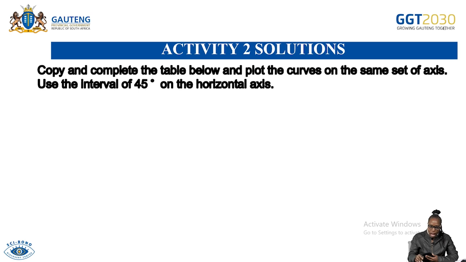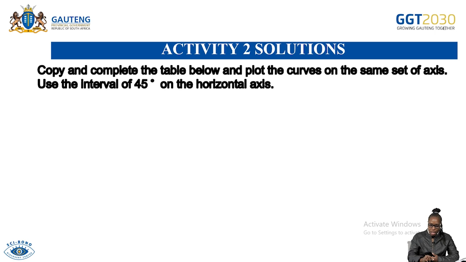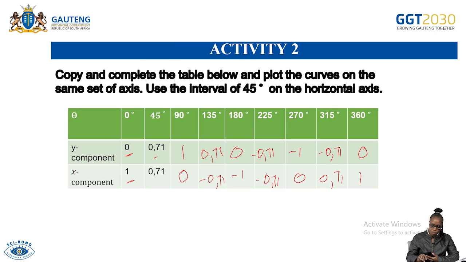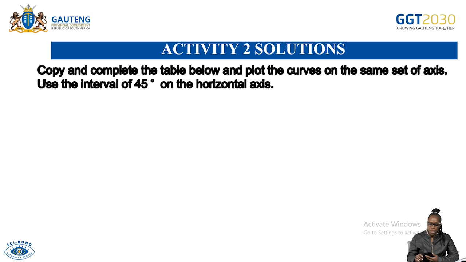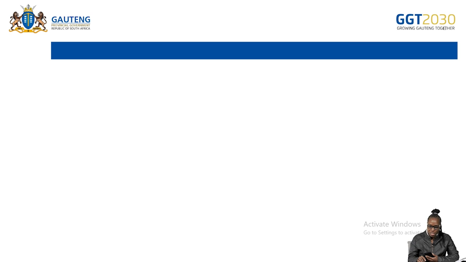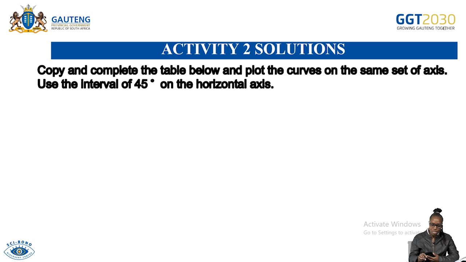Meaning, I will use those 45 intervals to plot the graphs. Because I have the values, I must copy and complete. I have completed, as you can see. The values are completed over there. Now, we need to plot the graph. We must plot the graph.